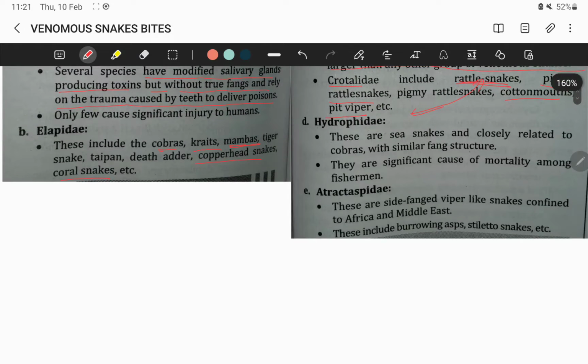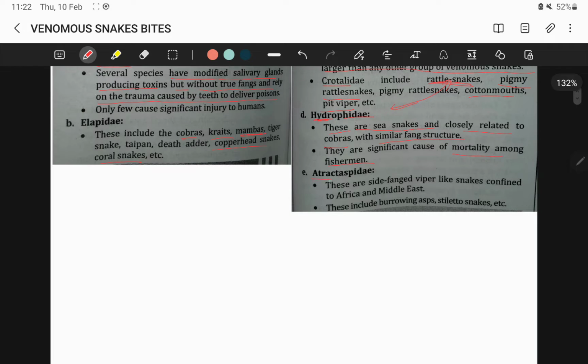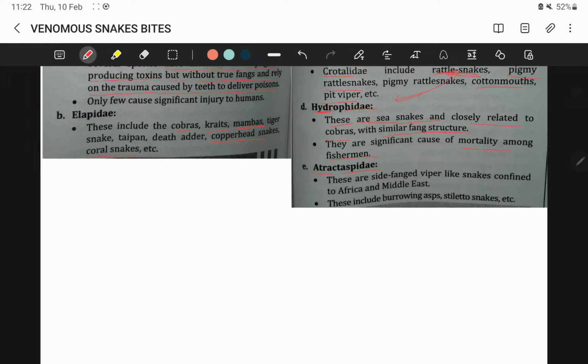So now let's go to Hydrophiidae. These are sea snakes. Hydro means water, right? They are sea snakes, closely related to cobras, with similar fang structures. All sea snakes are common, and they are a significant cause of mortality among fishermen. If a fisherman who is constantly going to the seaside says that they are bitten, then it must be due to a sea snake, right? So, common sense.